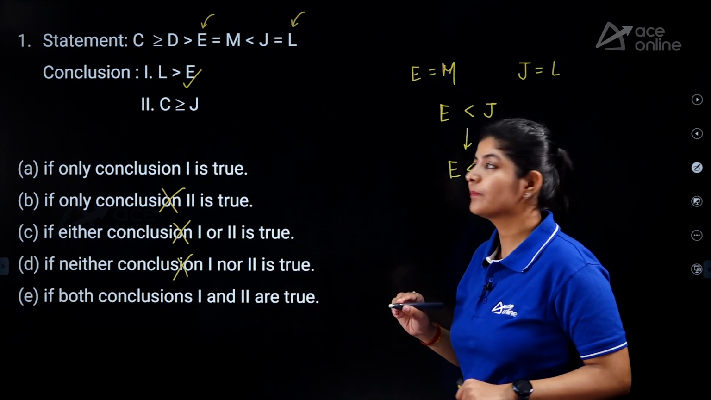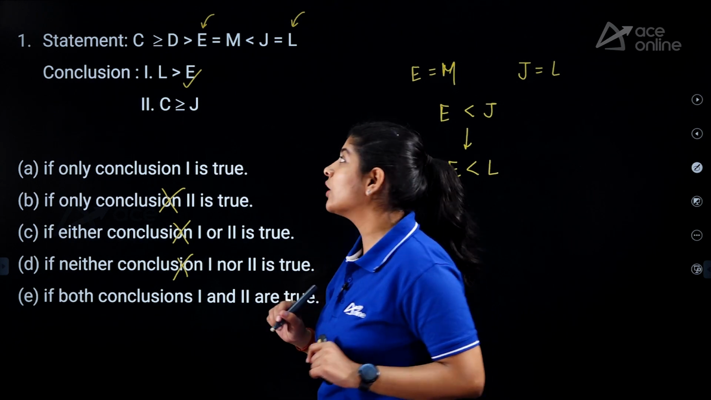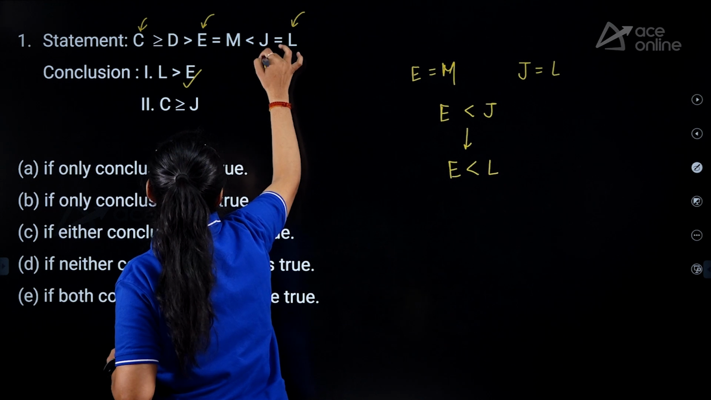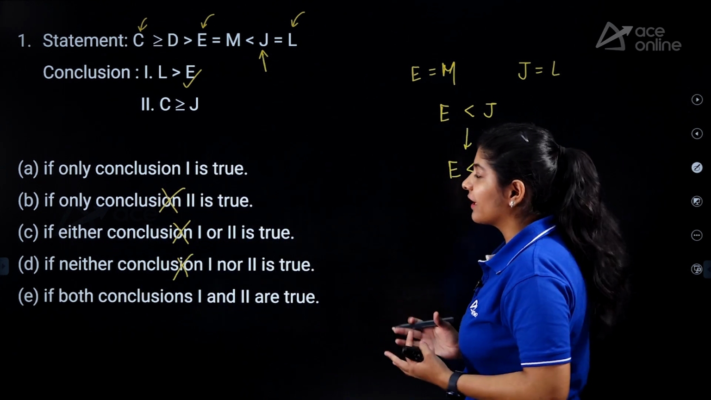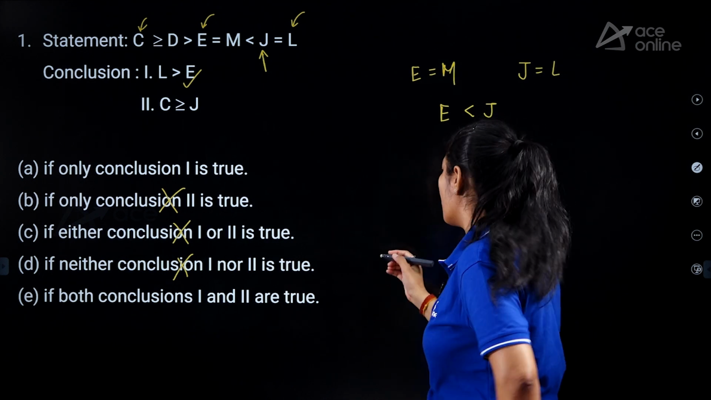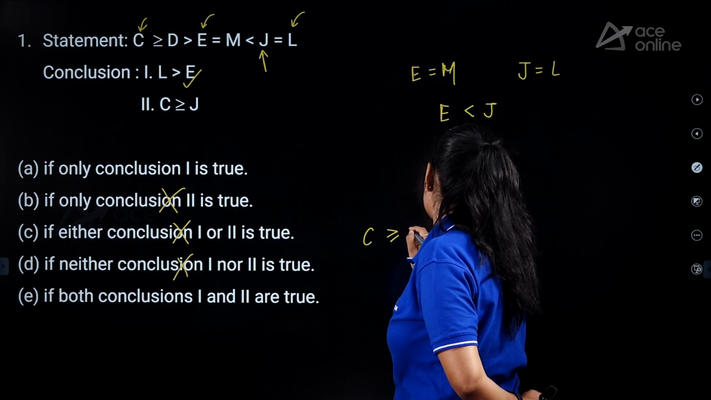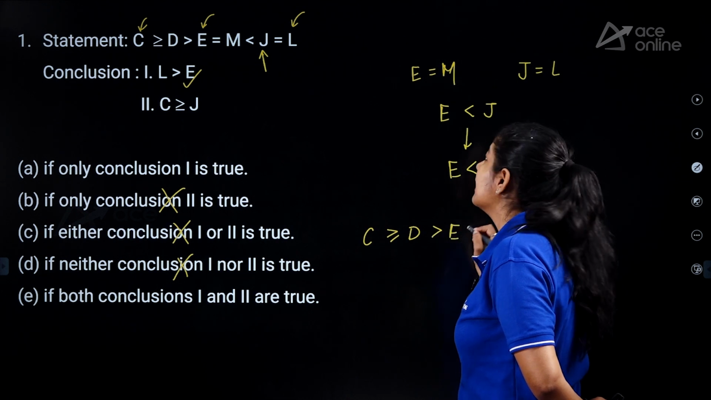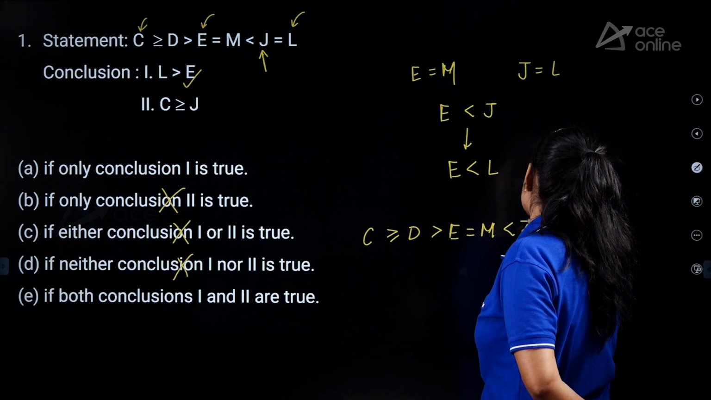Now the second one. Second says that C is greater than or equal to J. So here we are having C and here we are having J, right? If you will see these given statements carefully, here we are having the opposite symbols. How I am saying, here it is C is greater than or equal to D. Now, D is greater than E. E is equal to M, but M is less than J.